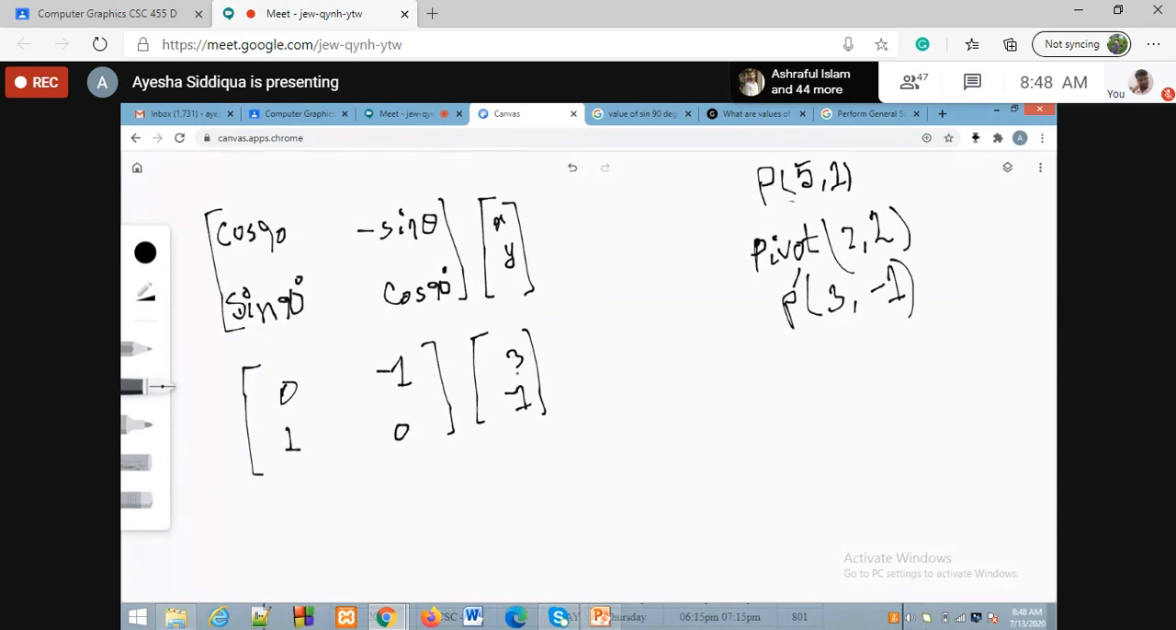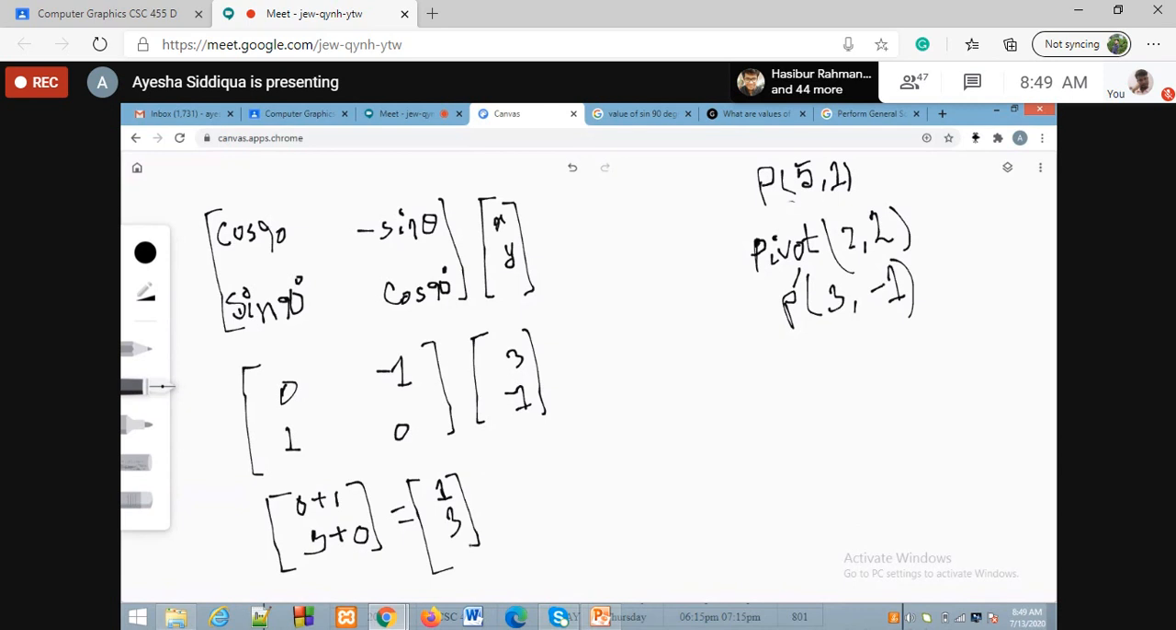So now you need to apply 3 and -1. Then do the matrix multiplication. So what you will have, that is 0 plus 1, and then here 3 plus 0. Okay, then you will have 1 and 3.